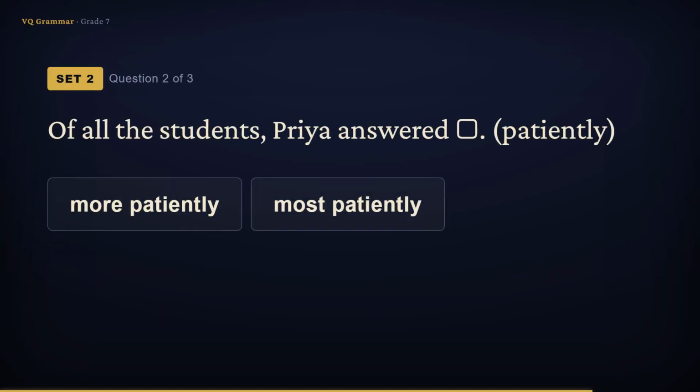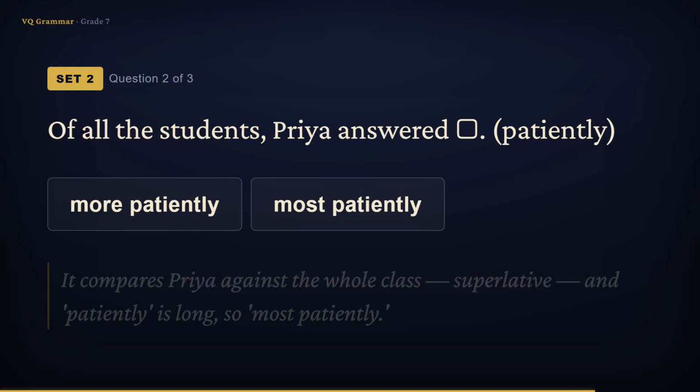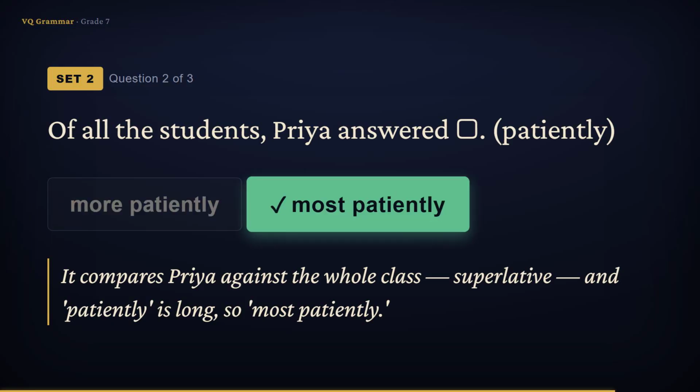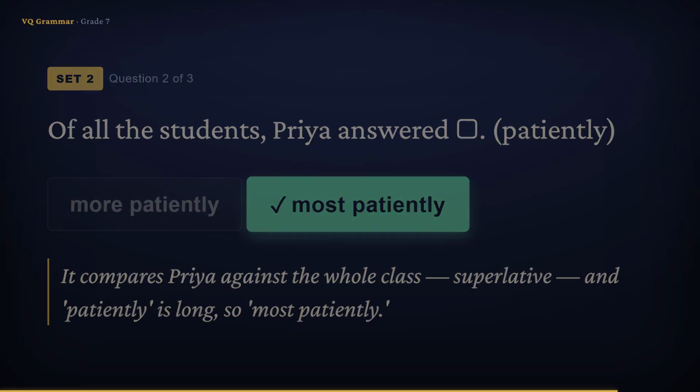Of all the students, Priya answered blank. We're comparing Priya against the entire class, a whole group, far more than 2. So we need the superlative. And patiently is a long ly adverb, so we use most, giving us most patiently. So the answer is most patiently.